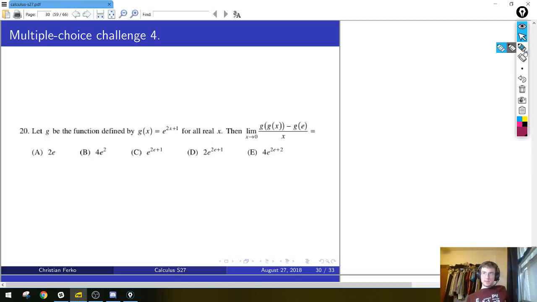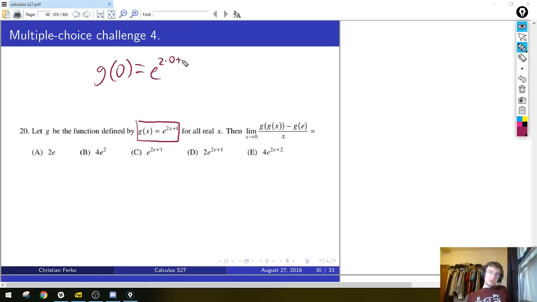Okay, so this question is a little trickier. We define a function g of x, so this is g of x, it's e to the power 2x plus 1. So just for example, g of 0 is e to the 2 times 0 plus 1, which is e, so that will be useful. And then we're given this limit. The limit as x goes to 0 of g of x minus g of e all over x. And we're asked to compute what that limit is.